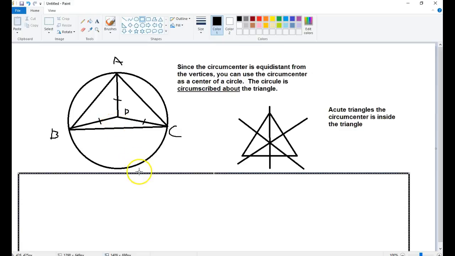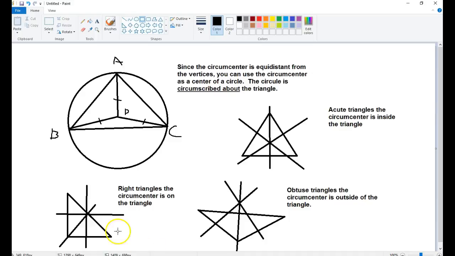A couple more facts about circumcenters. When you have acute triangles, the circumcenter will be inside the triangle. If you have a right triangle, the circumcenter is on the right triangle. The circumcenter is actually on the hypotenuse here. And then when they're obtuse, the circumcenter is going to be on the outside of the triangle. So this is also something that you should try and recognize: when they're acute, inside; right, on; obtuse, outside. Now we're going to go through some examples with this.